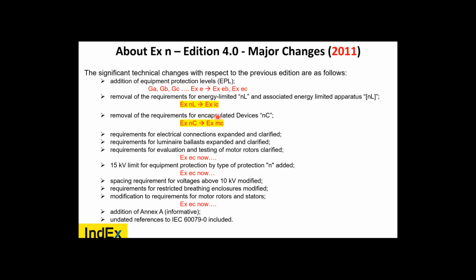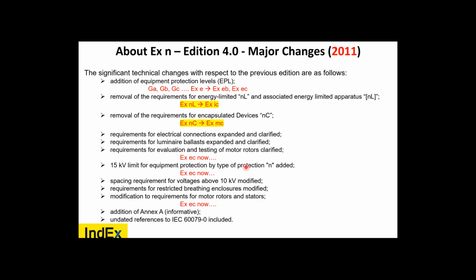Removal of encapsulated devices. This is where EXNC became MC, encapsulation, 60079-18C, zone 2s. Well, and anything that mentioned motors has now become EXEC, because that would be NA. NA has been removed. Motors, rotors, all those things.